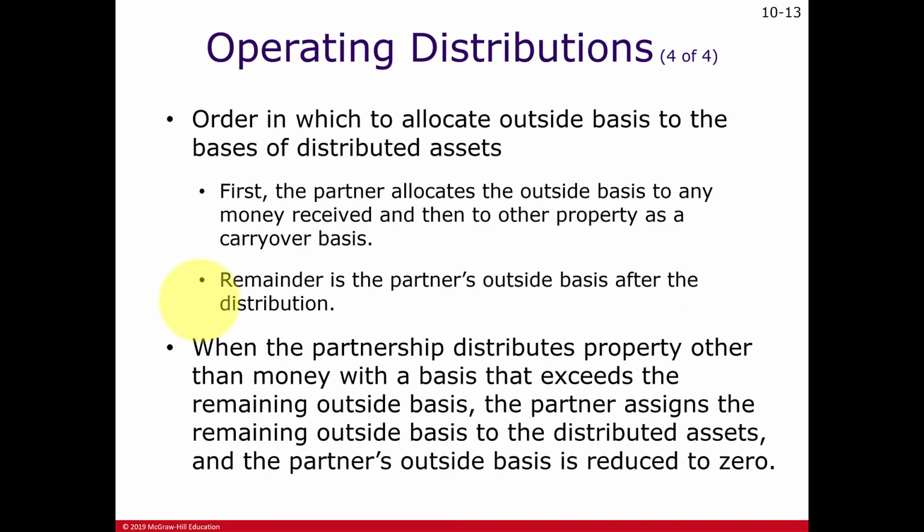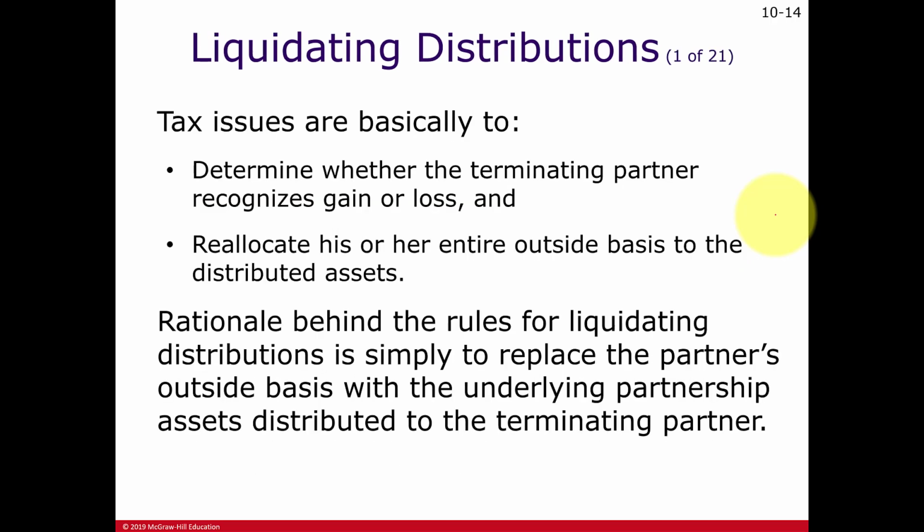This is the order that you take, mentioned in the previous slide. You first allocate basis to the money being received, and any rest of the basis is allocated to the other property. And you cannot reduce the partner's basis in his or her partnership interest below zero. Let's stop here, and when you come back to take a look at part two, we'll talk about distributions again, but this time to liquidate the partner's interest in the partnership.